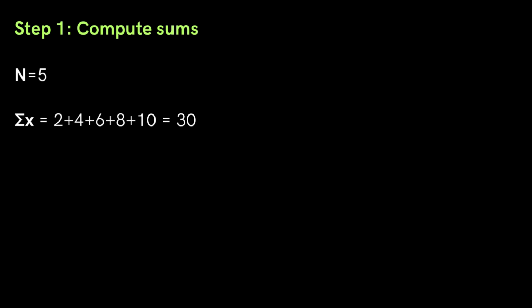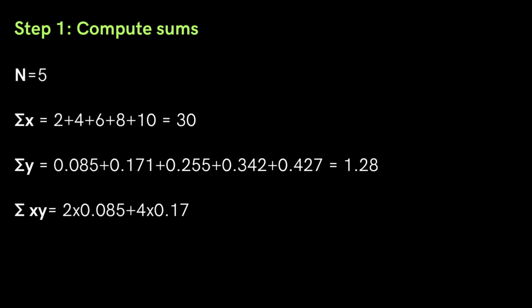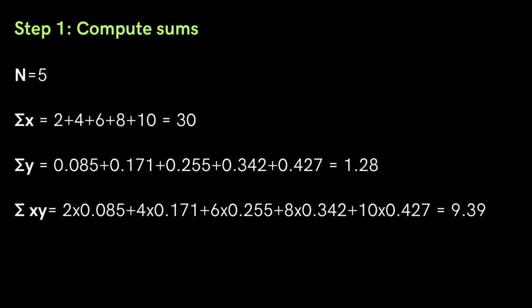First step is, compute the sums of given parameters. Here, number of observations, n is 5, summation of x values will be 30. Summation of y values will be 1.28. Next, each x and y values are multiplied separately and their sum is 9.39. Finally, each x values are squared and their sum is 220.